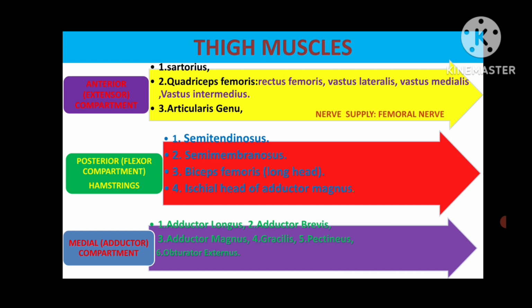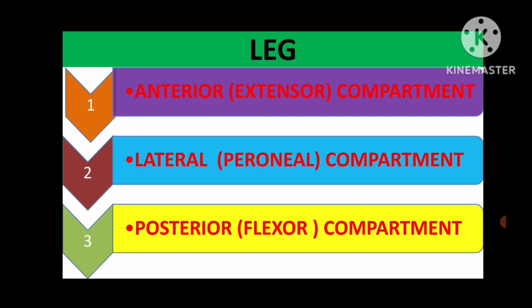The nerve supply of the anterior compartment is the femoral nerve. The posterior compartment is supplied by the sciatic nerve. The medial compartment is supplied by the obturator nerve. Coming to the leg region, as in the thigh region, the leg region is divided into three compartments: anterior, also known as the extensor compartment; lateral, also known as the peroneal compartment; and posterior, also known as the flexor compartment.